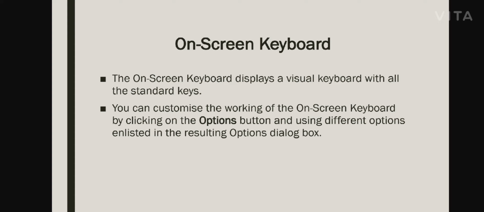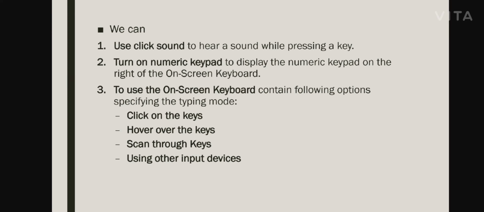On-screen keyboard. The on-screen keyboard displays a visual keyboard with all the standard keys. We can customize the working of the on-screen keyboard by clicking on the Options button and using the different options listed in the resulting Options dialog box. We can use click sound to hear a sound while pressing a key, and turn on numeric keypad to display the numeric keypad on the right of the on-screen keyboard. To use the on-screen keyboard, there are options specifying the typing mode: click on the keys, hover over the keys, or scan through keys using other input devices.